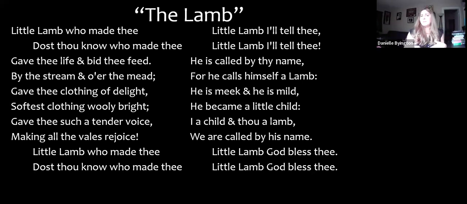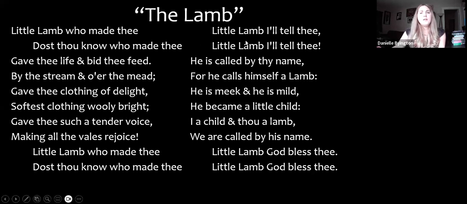A lamb would probably be up there, if not in the top 10, just right under it, because it's a soft, cuddly thing. It's not scary or dangerous like the tiger. So, one of the questions that Blake brings up is, "Dost thou know who made thee, gave thee life, and bid thee feed?" So he is asking, like, do you know who made you, little lamb?